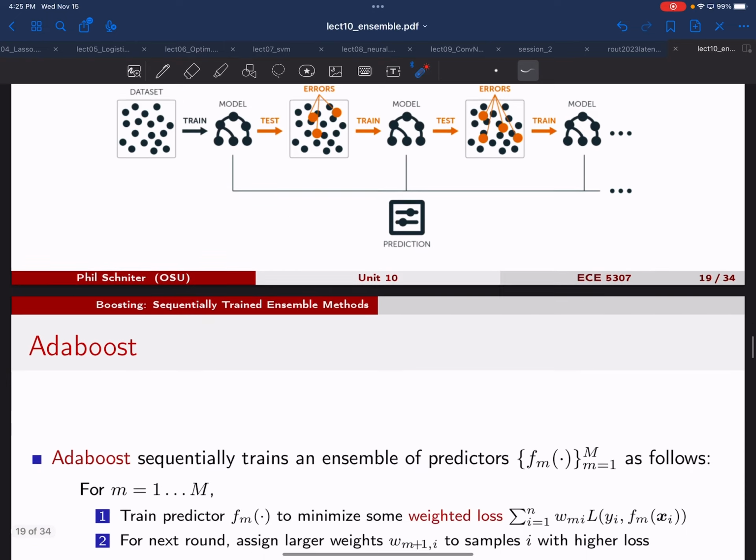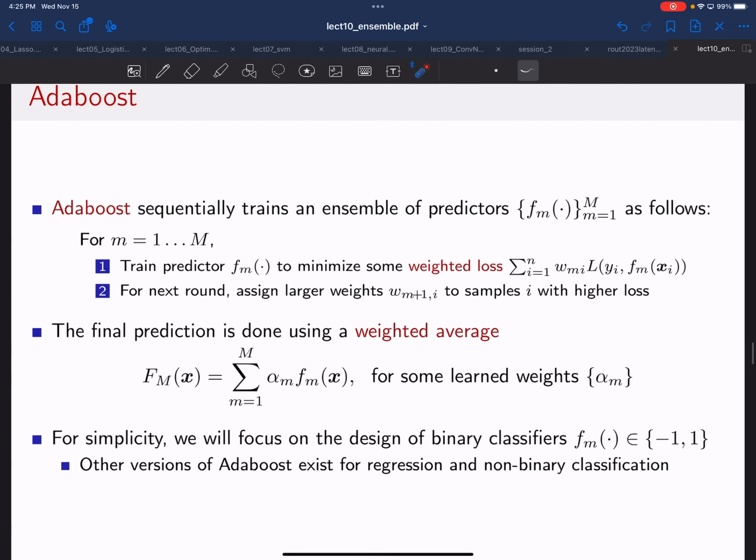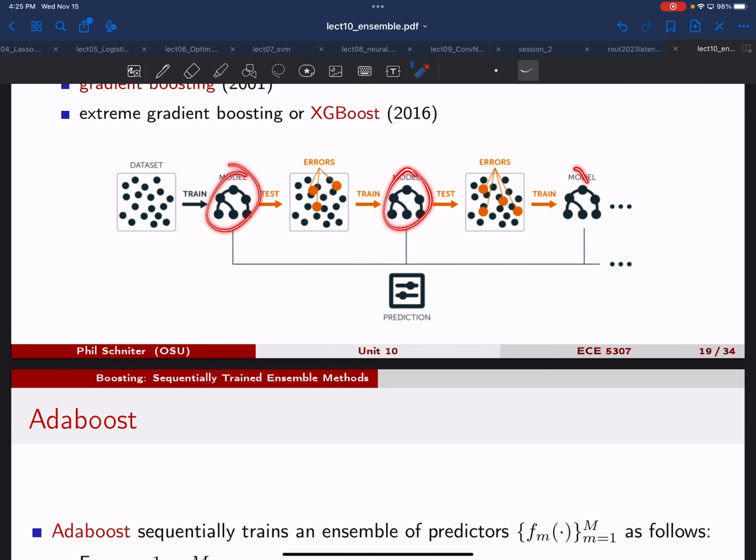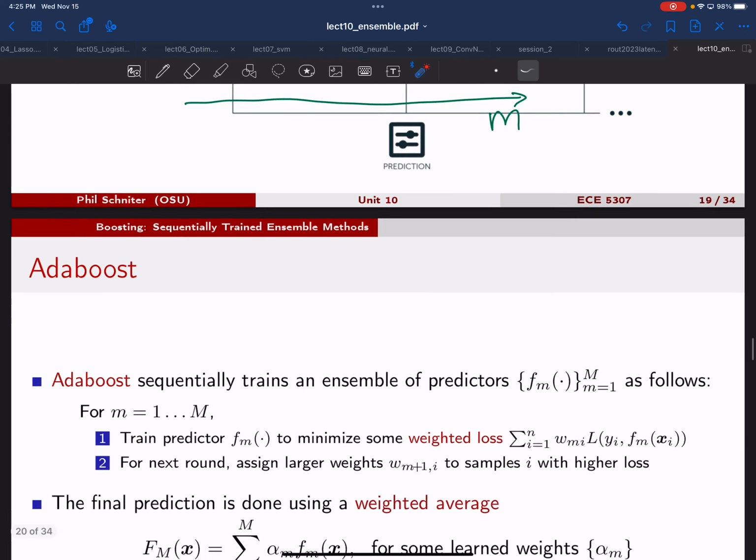Okay, so let's start with the simplest one and the oldest one, AdaBoost. AdaBoost, as we'll see, we have to make some assumptions, and those assumptions make it tractable, but they're kind of limiting. So what we're going to design is an ensemble of predictors. So we can call these the base predictors. These little f's are essentially these models here. And M will denote the variable indexing through the stages. So this will be M equals 1, M equals 2, M equals 3, and so on.